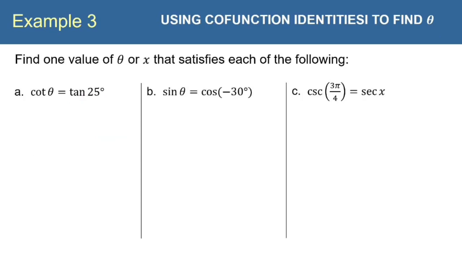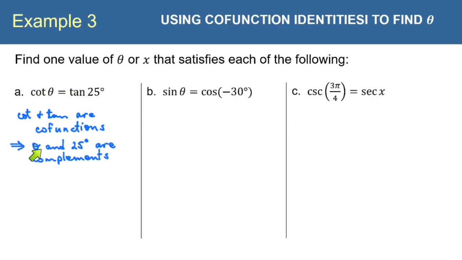So let's start over. Let's think of it this way. If the cotangent of an angle is equal to the tangent of 25 degrees, we know that cotangent and tangent are cofunctions. That means that theta and 25 have to be complement angles. Well, if theta and 25 degrees are complements, that means that theta plus 25 is 90, and that means that theta is 90 minus 25 degrees, or 65 degrees. To me, that is an easier way to come at it rather than you trying to fit what you have here into one of your identities.